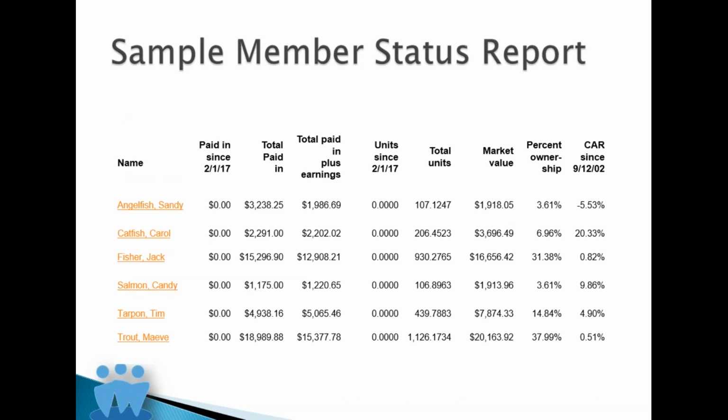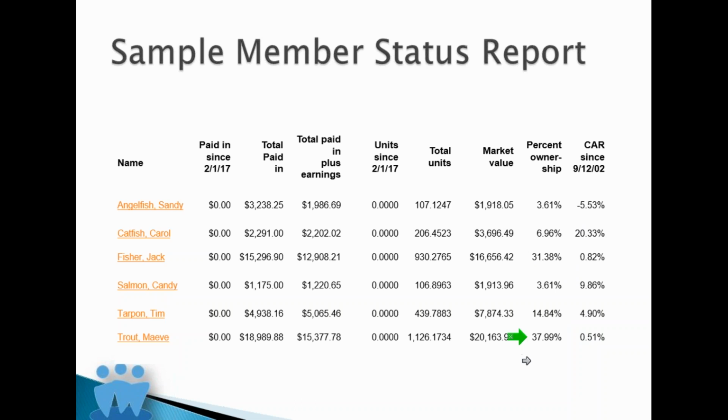Here we have a sample member status report where you can see big changes in the compound annual return. You can see some members have 20% rates of return. One member has a 20% rate of return, we'll say. Other members have a negative 5.5% rate of return. A couple of members are roughly even, and then we have some other members in that 9.8%, 4.9% range. And again, it doesn't necessarily have to do with who owns the biggest part of the club.